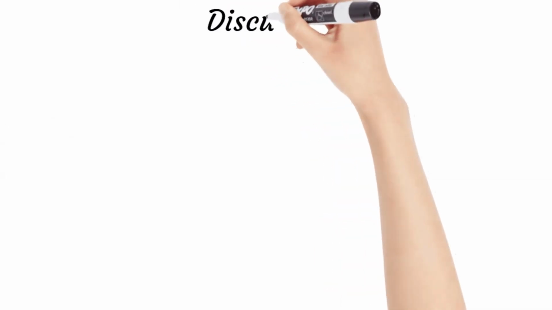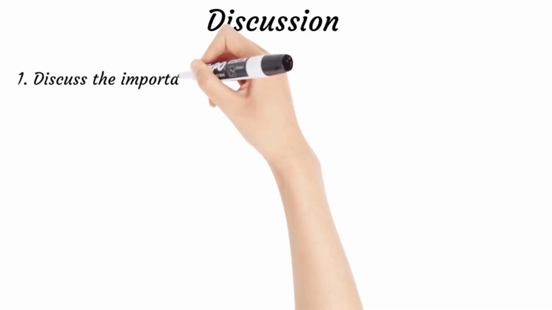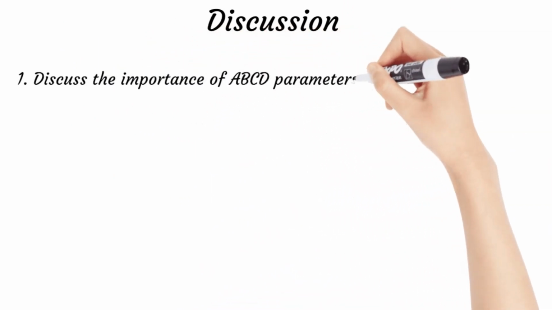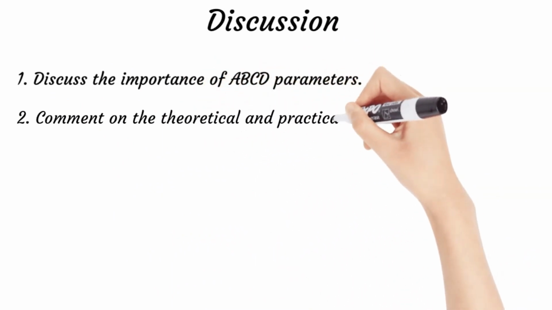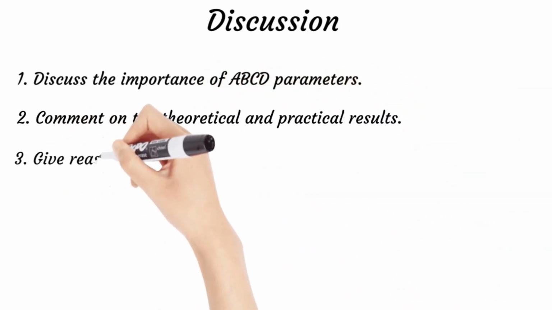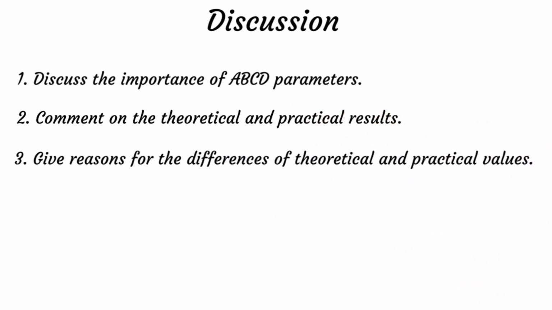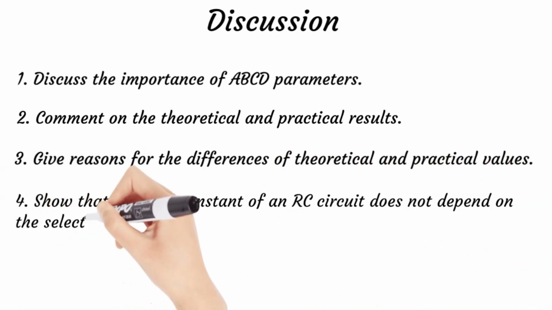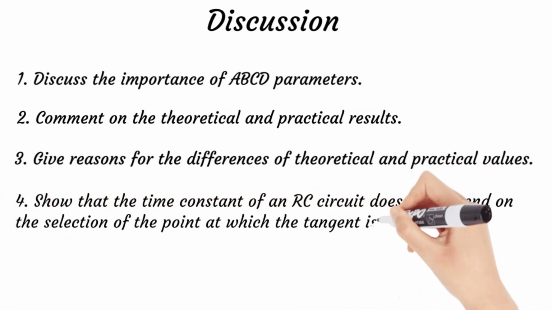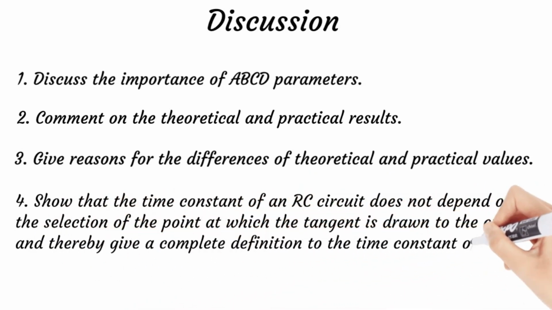In the discussion, you need to discuss the importance of ABCD parameters, comment on the theoretical and practical results, provide valid reasons for the difference in theoretical and practical values, and finally, show that the time constant of an RC circuit does not depend on the selection of the point at which the tangent is drawn to the curve and thereby give a complete definition to the time constant of an RC circuit.